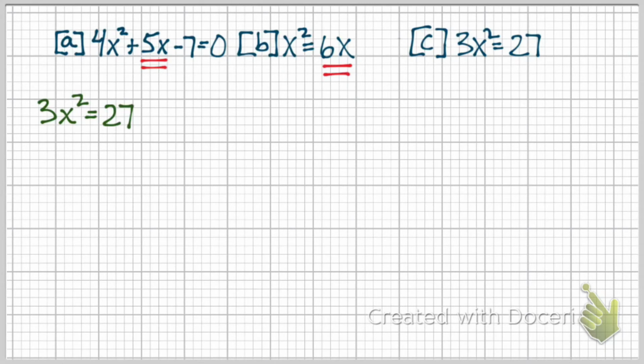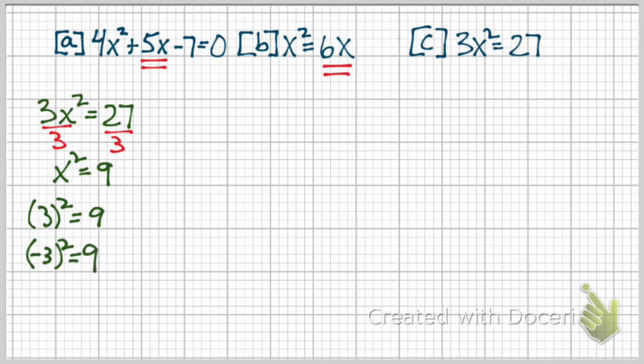To isolate the x squared term in equation C, we need to divide both sides of the equation by 3. This will give us the equation x squared equals 9. Since 3 squared equals 9 and negative 3 squared equals 9, this equation will have 2 real number solutions. We also know that if we want to find the value of x, the last step we need to do is to take the square root of the left side and the right side of the equation.